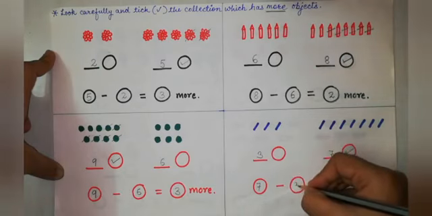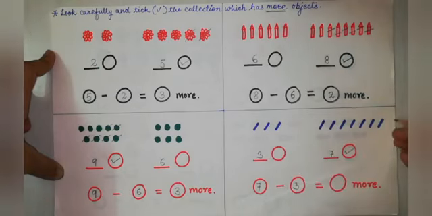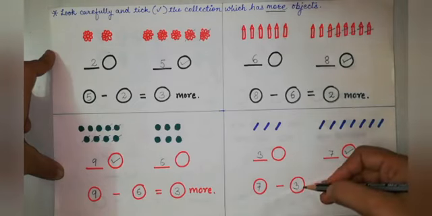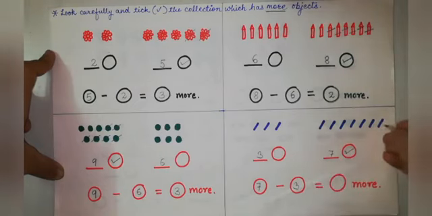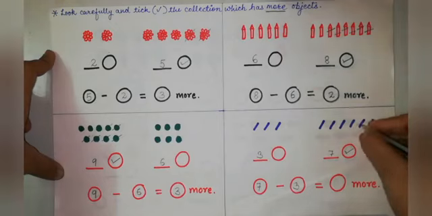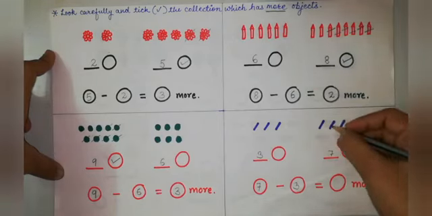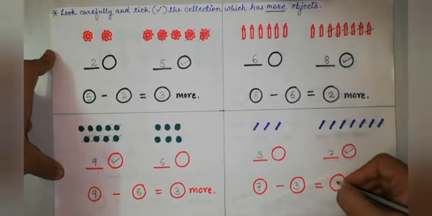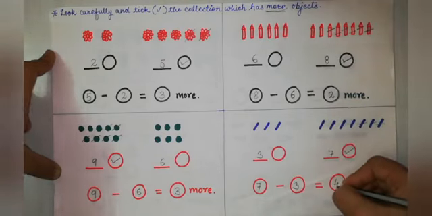the next circle. Again, here we will use the cross out method. How many slant lines do you have to cross out? 3. 1, 2, 3. How many left, children? 1, 2, 3, 4. So what will be your answer? 4.